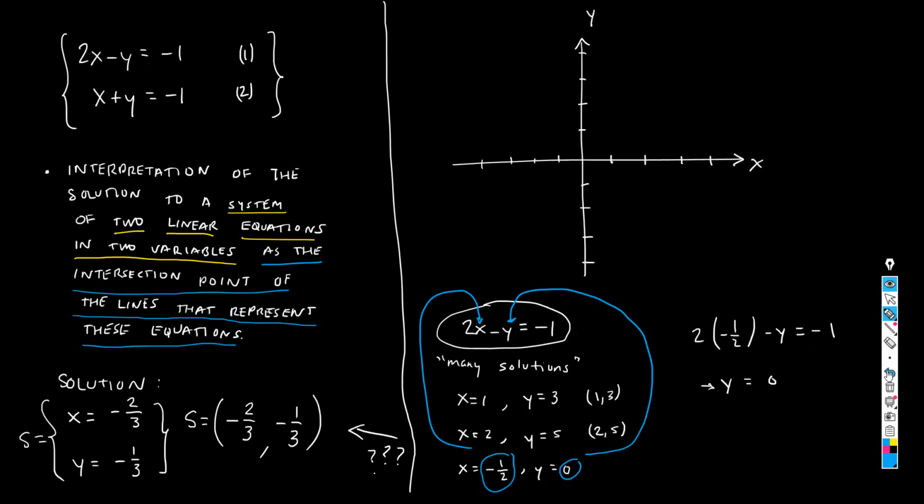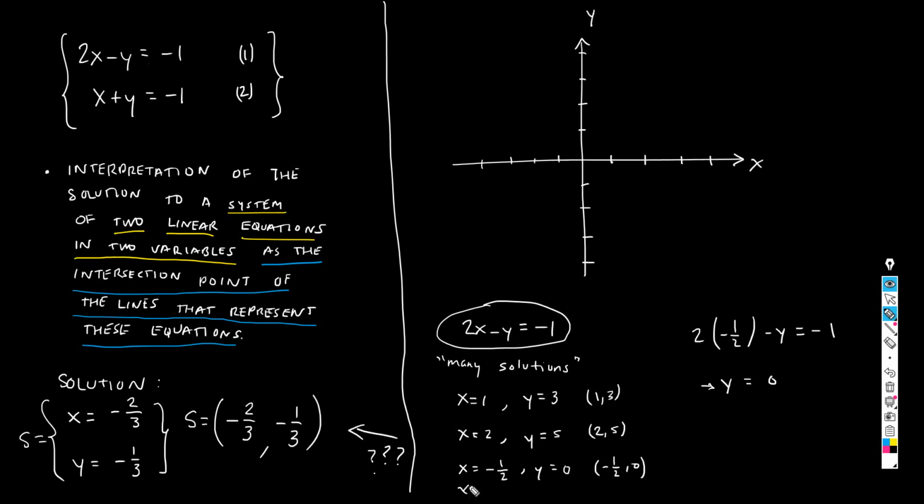Let me erase the recent blue lines. Okay, and so we have another point as a solution, the point minus 1/2 comma 0. So we have 1, 2, 3 possible solutions to this equation. How many are there? An infinite number.